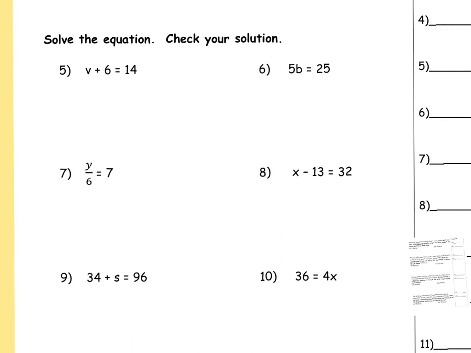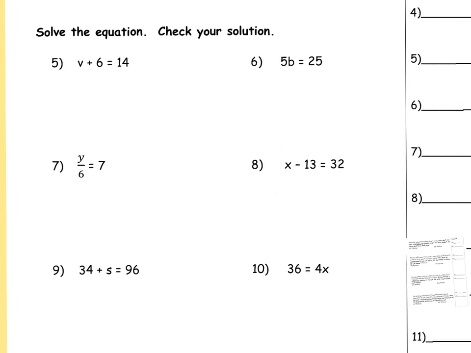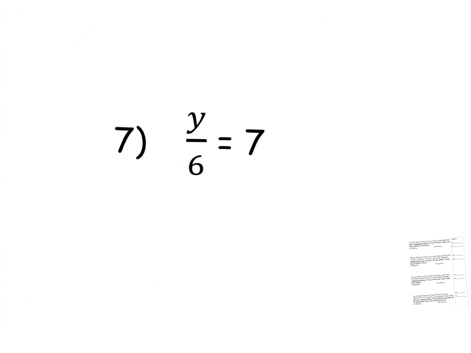Now it wants us to solve an equation. I'm going to do number 7. So number 7 says a number divided by 6 equals 7. Remember, I'll zoom in so I can write it a little bit better. Remember, we're going to use our railroad tracks. And this says a number divided by 6. Right here, y divided by 6.